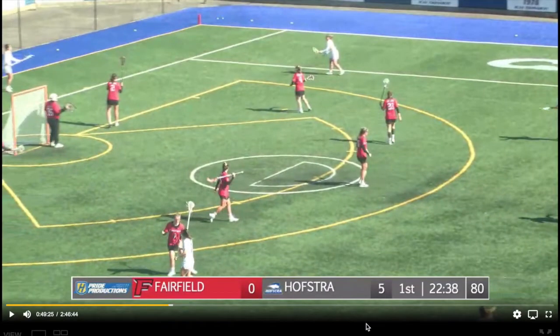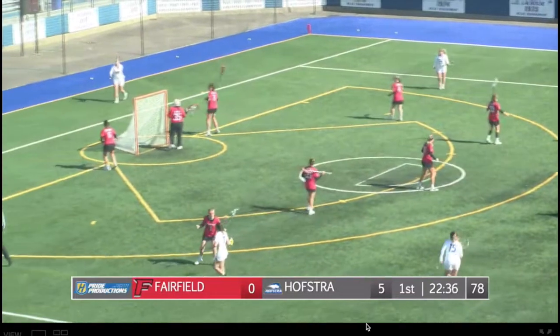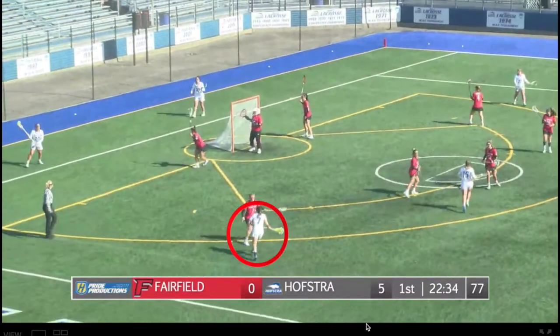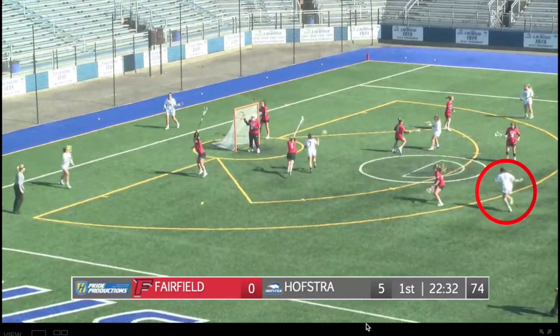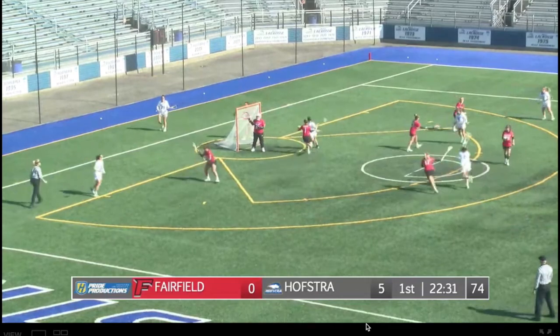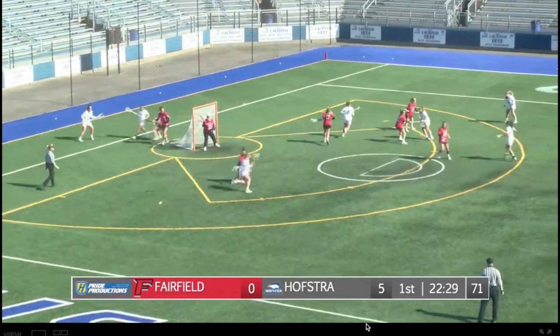An adjacent attacker who cuts through the middle is sending a different signal to the defense. She is doing everything she can to attract attention and look like a threat. She is usually moving fast, her stick is up, her eyes are on the ball carrier, and she's calling for the ball.